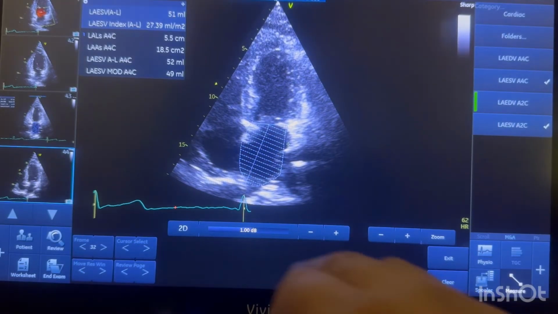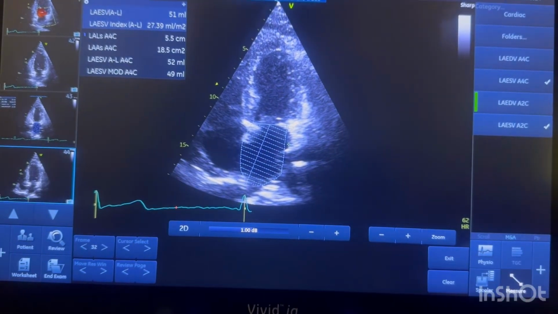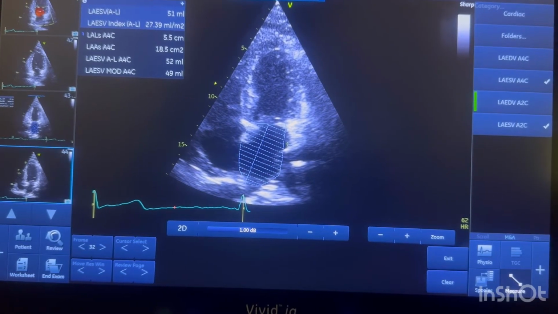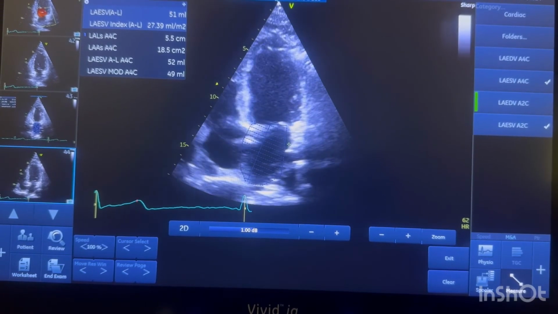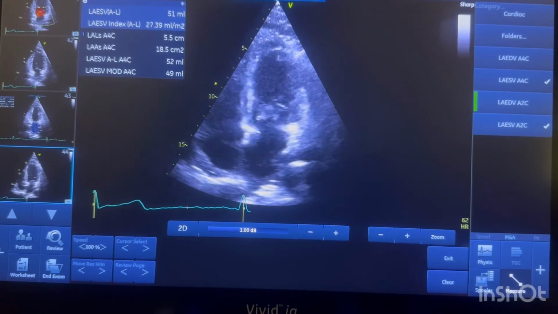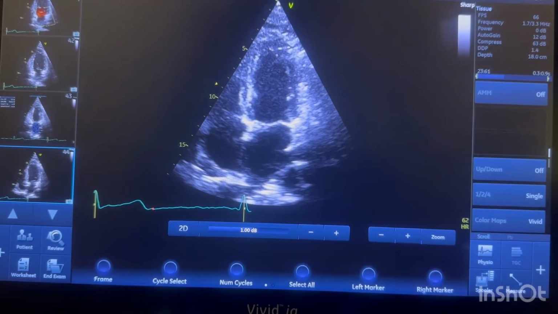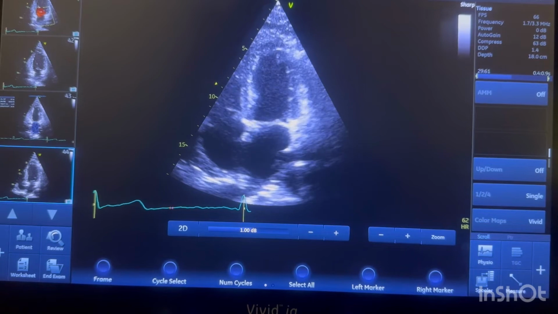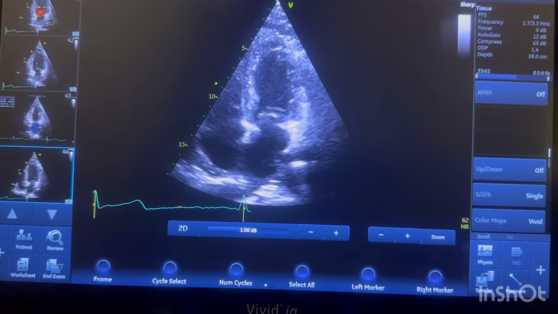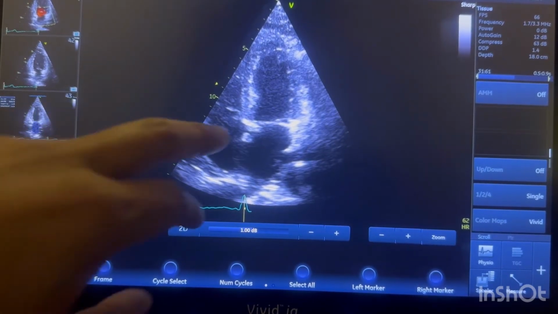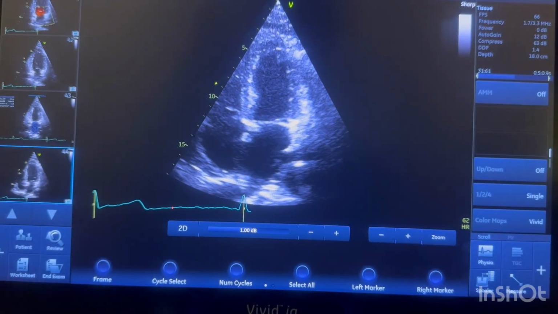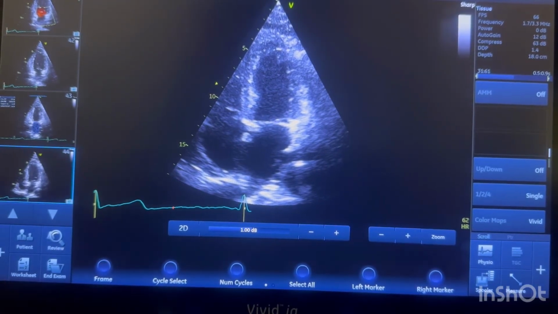And cycle-wise, you will get it the same way as you get it in the 2 chamber, that you will let the image move, and then just freeze it and go slowly. When your mitral valve opens, you see your mitral valve open, go back, close it, and this is the time when your LA is filled. So you should measure the LA in this view.